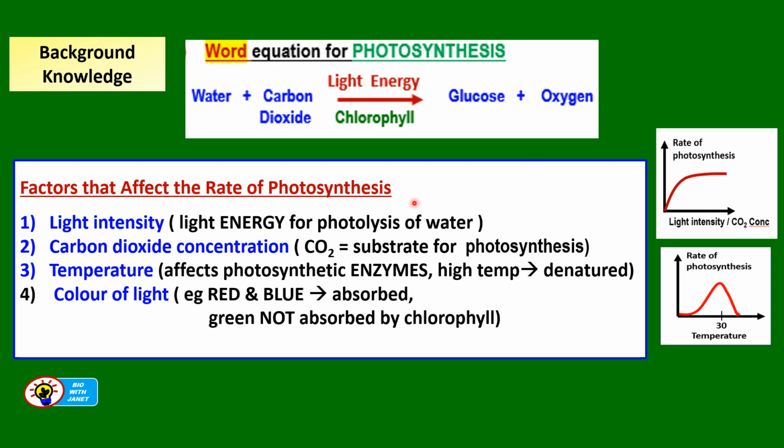Now, what are the factors that affect the rate of photosynthesis, and what is the theory behind it? What's the biological concept behind this? So for light intensity, the light is needed to produce or to provide the energy.